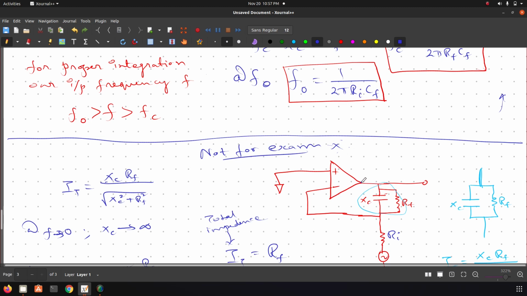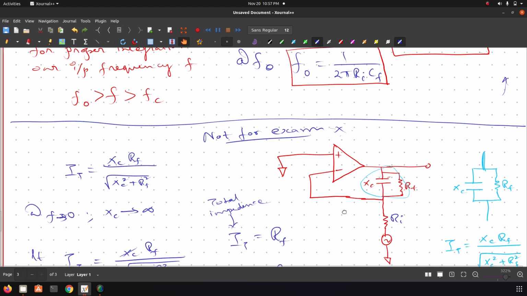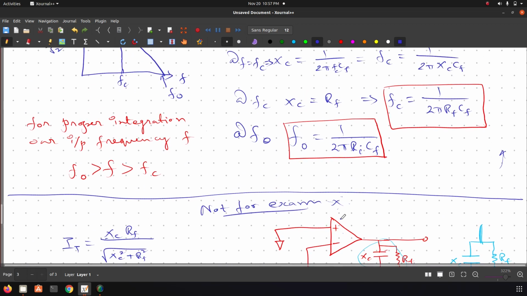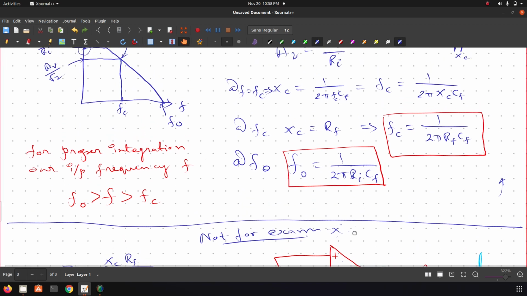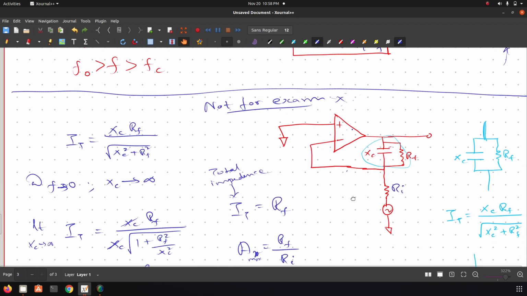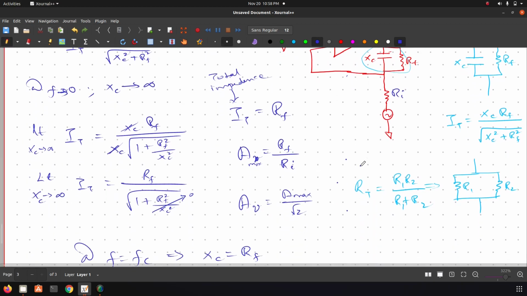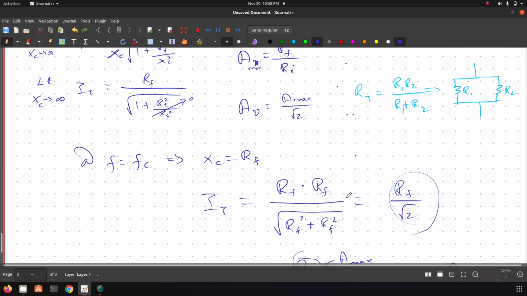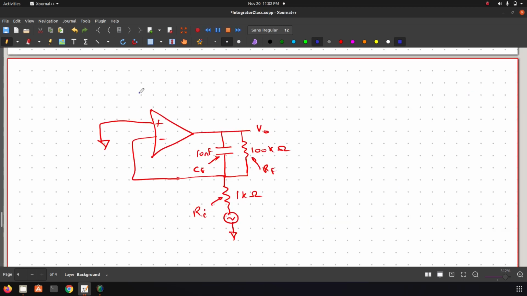Let me stop here for the integrator. I'll add some more numerical examples, so you can get a better understanding about the integrator. So let's work out this numerical example.